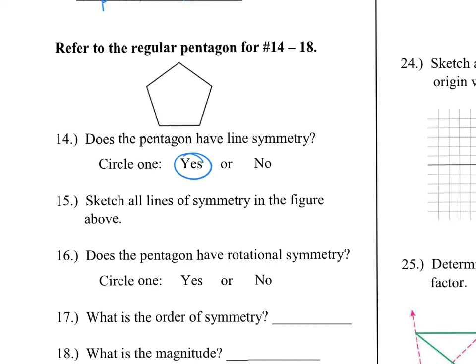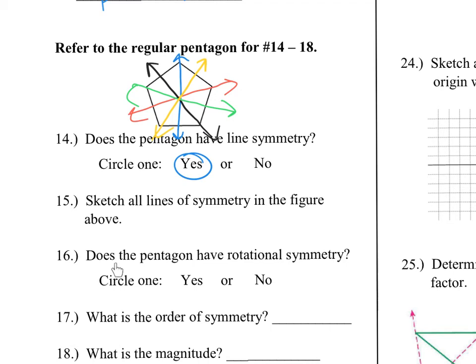So let's circle that. And then 15 asks us to sketch all lines of symmetry. Well, there would be 5 lines of symmetry. What you're going to do is draw a line of symmetry through each of these vertices. So here's one line of symmetry. I'm going to change colors so you can see these a little better. Here's a second line of symmetry. And then a third line of symmetry. And then 4. I'm kind of running out of colors here. I'll do yellow. And then 5. So those are our 5 lines of symmetry. So you'll be asked to draw lines of symmetry.